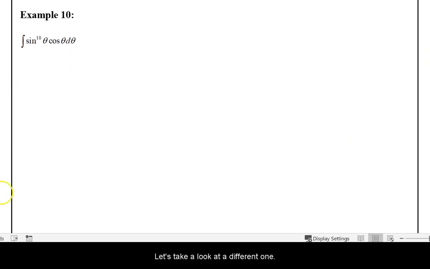Let's take a look at a different one. In example 10, we have 2 trig functions involved. We have sine of theta being raised to the 10th power and cosine of theta as another factor with the differential d theta. When you have one trig function raised to a power, that is typically the one you want to pick to be u. It's more complicated. It's not just cosine theta.